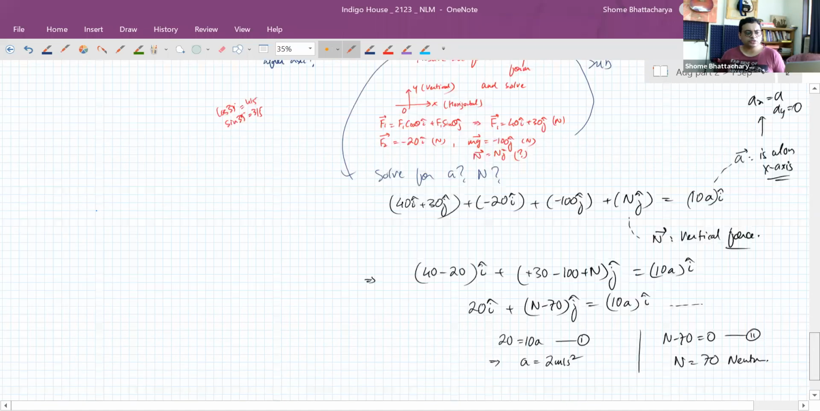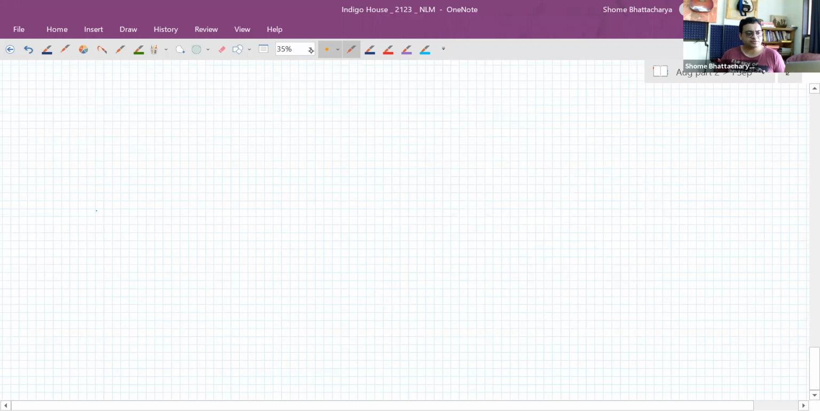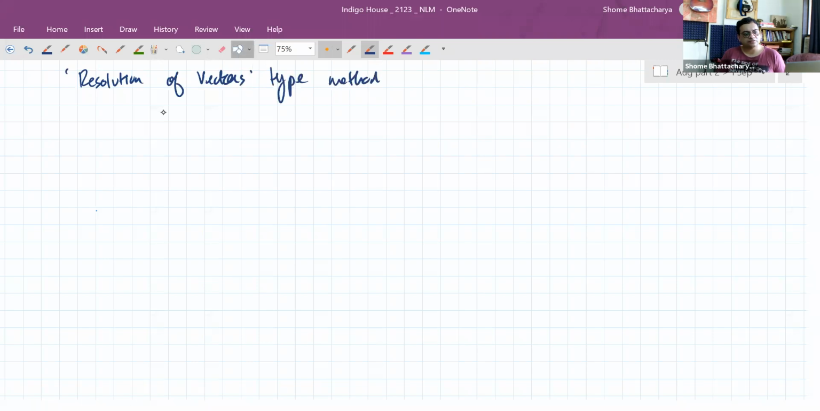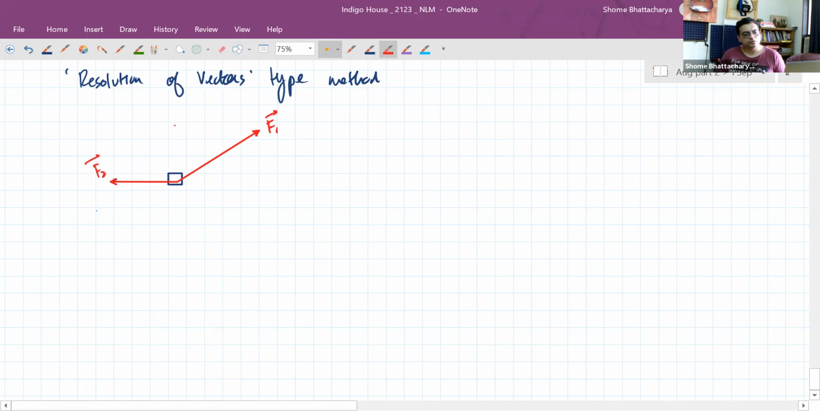So another way of doing the same question is that instead of writing everything in I cap, J cap notation, the resolution of vectors type of method. So what we do is we start with our vector diagram, which we had earlier. Okay. But instead of converting that into I cap, J cap notation, I'm going to directly resolve the forces along the X and Y axis. So here we have F1, we have F2.